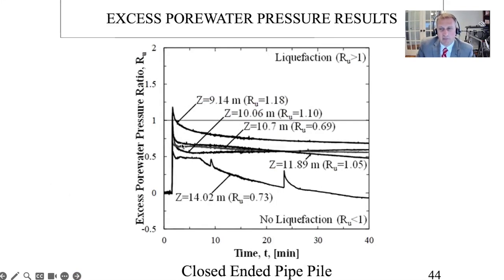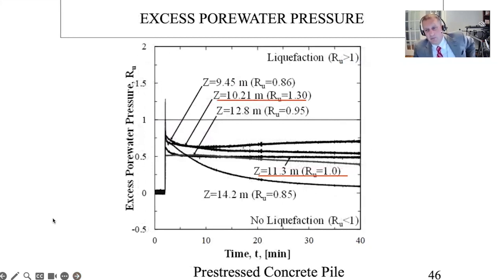For the closed-ended pipe pile, we didn't get as much energy into it, but we still did liquefy the zone of interest based on the excess pore water pressure ratio measured with the piezometers. And then for the pre-stressed concrete pile, we were able to get liquefaction. Note, this is very rapid. We were able to reduce those pore pressures very quickly, but we liquefy the zone, and then we do see post-liquefaction response in the soil settlement.